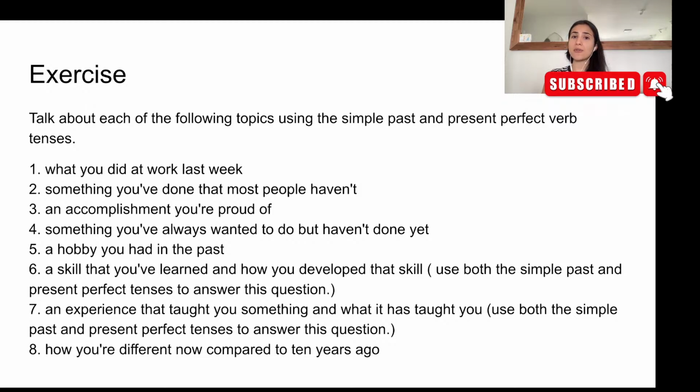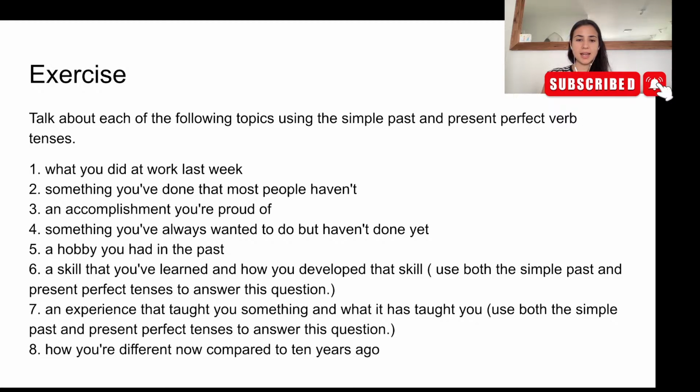I have realized, so present perfect, I have realized that the only way to improve in a language is by immersing yourself in that language. Okay? I have realized that you need to immerse yourself in a language in order to learn it properly. Okay? Using the present perfect here.